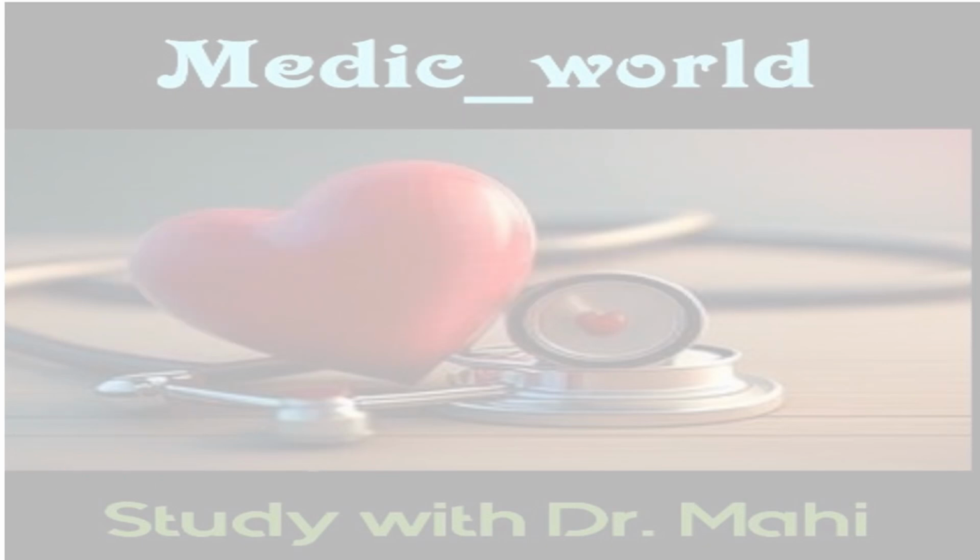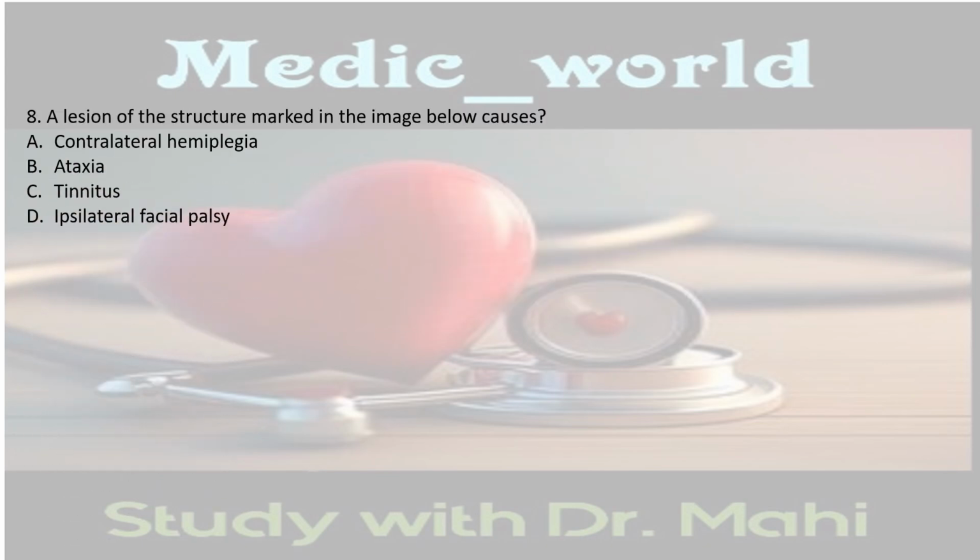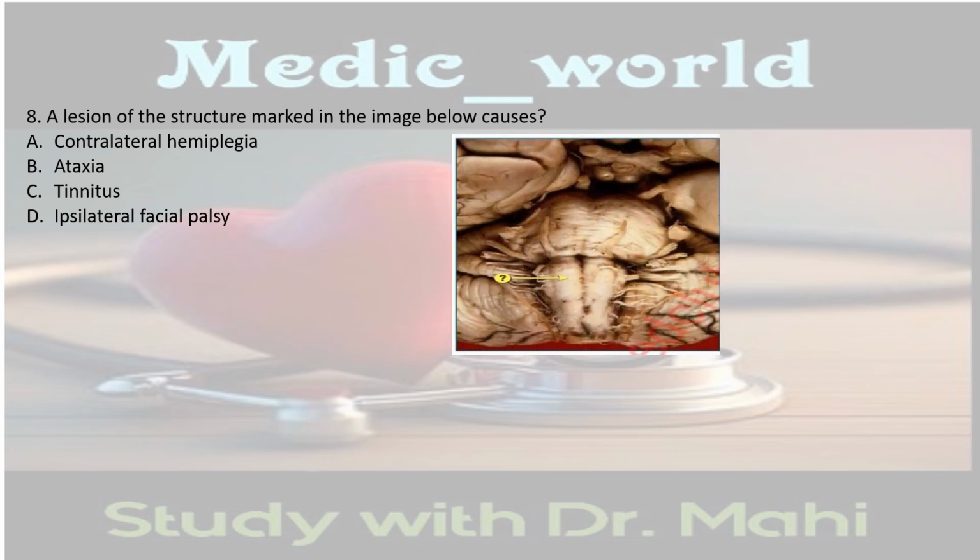Let's move towards the other question. A lesion of the structure marked in the image below causes. Let's see the image. Here in the image, the structure which is marked is the pyramid, which contains the pyramidal tracts, and the lesion of this pyramid leads to contralateral hemiplegia.